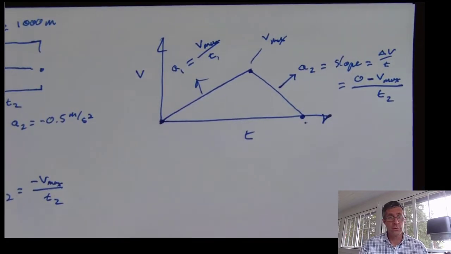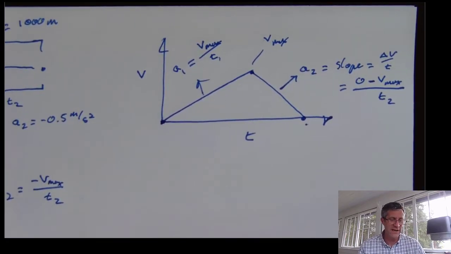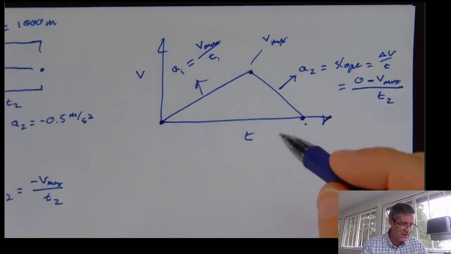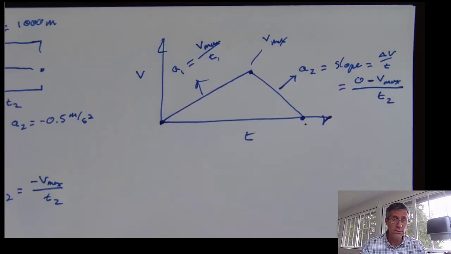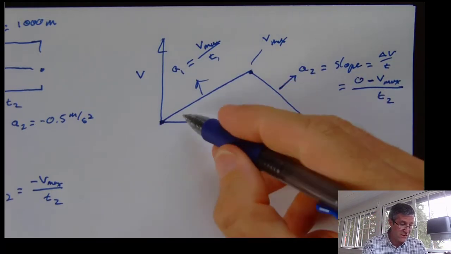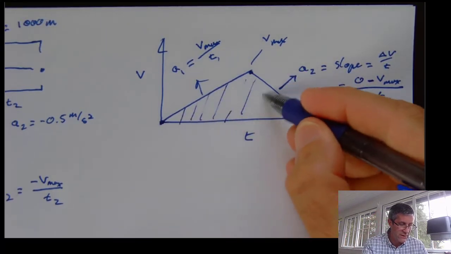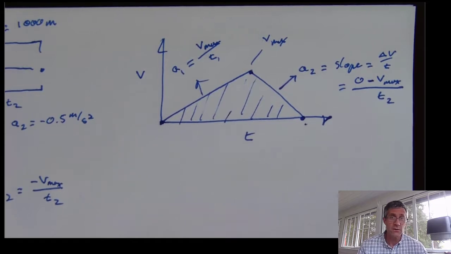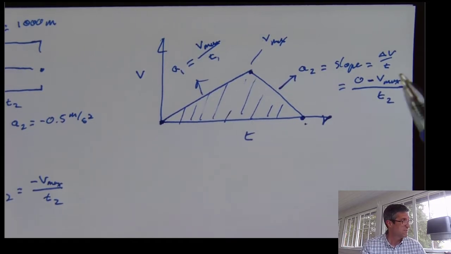Okay, if you stop there, you're in a world of hurt. One other thing we need to get out of the velocity graph: the area under the velocity graph tells me displacement, and they've given me a value for displacement, which is 1,000 meters. So if I find all this area, that's going to be 1,000 meters.